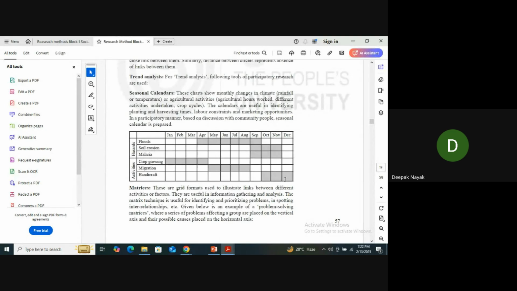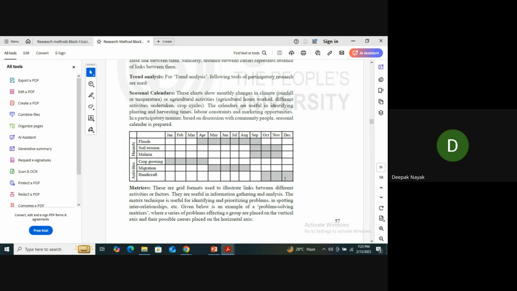This is, I think, a mixed calendar. It's about flood: in which month it comes. It comes in the months of April, May, June, July, August, and September. Then soil erosion happens in what month? That is in September, October, and November, according to the knowledge of the people. Then malaria occurs in which month?